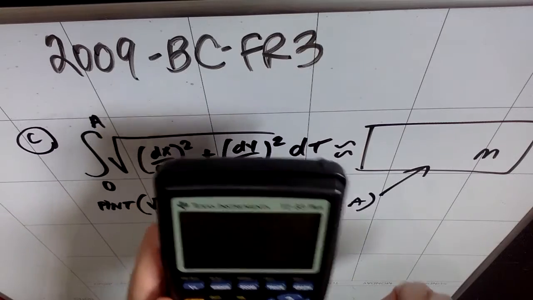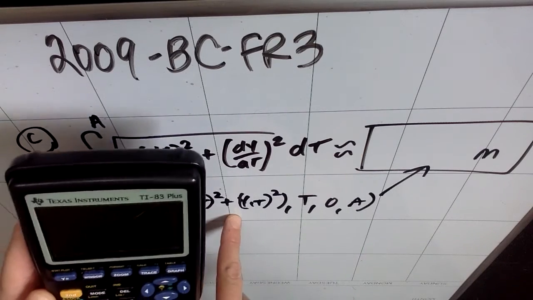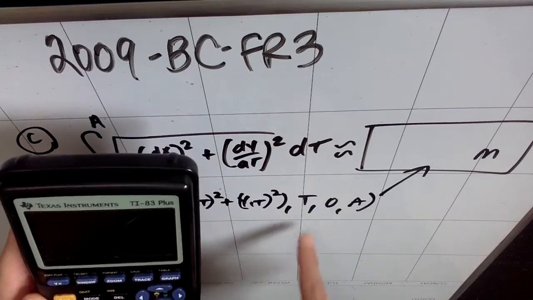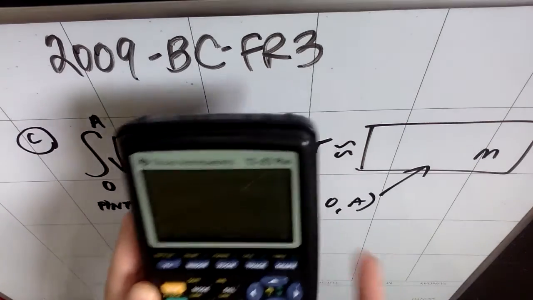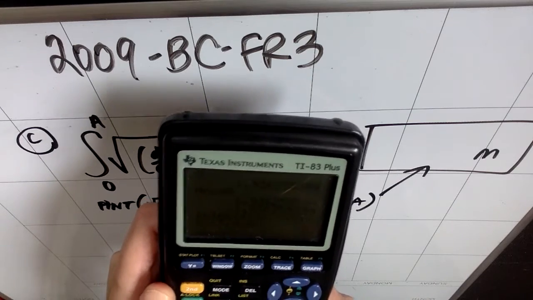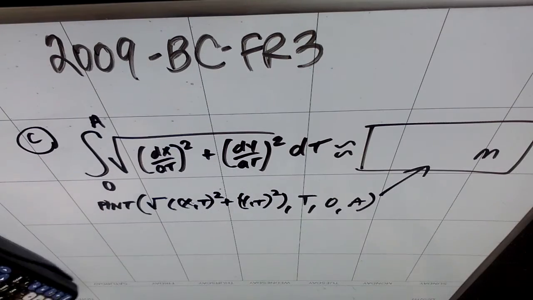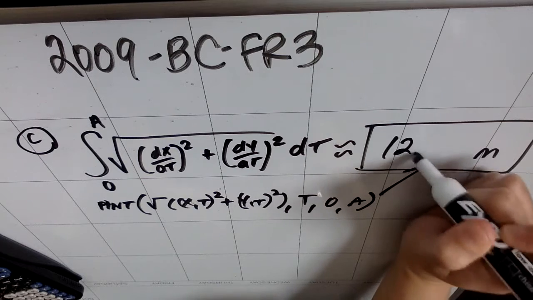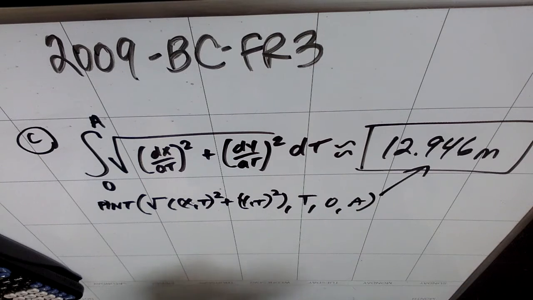All right, so I have my x1(t) quantity squared plus my y1(t) quantity squared all inside a square root with respect to t from 0 to a, and I hit enter, and my arc length, after a little bit of thinking, should come out to 12.946 meters. All right, cool.